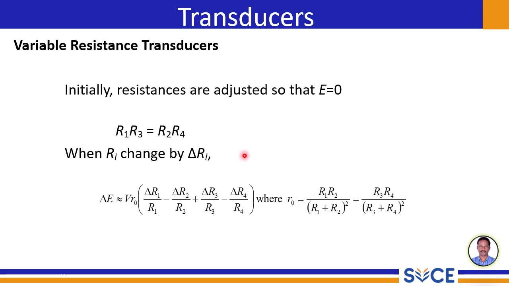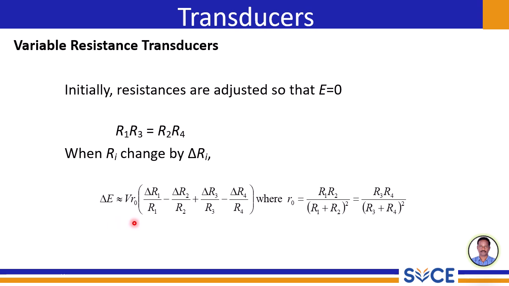Let's consider what happens when one or more of the resistances denoted as Ri changes by a small amount del Ri due to external factors. This change in resistance will cause the bridge to become unbalanced, and a non-zero output voltage will appear across B and D. This is the approximate expression for the output voltage, where V is the input voltage to the bridge.